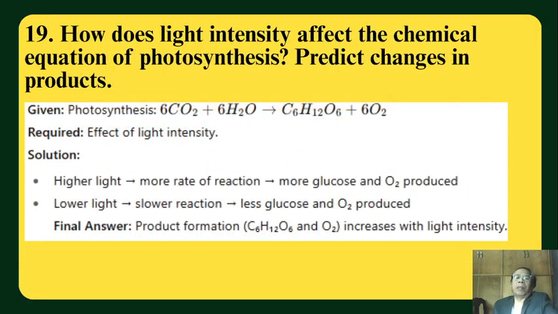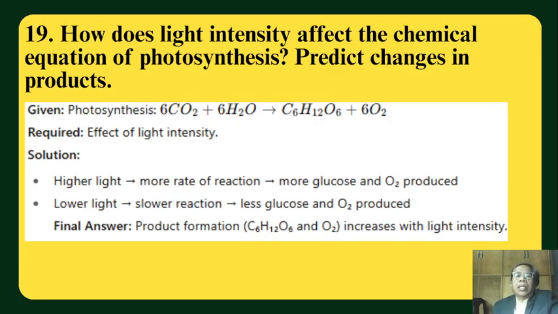Practice problem number 19. How does light intensity affect the chemical equation of photosynthesis? Predict changes in products. So we're given 6 moles of carbon dioxide reacted with 6 moles of water to produce 1 mole of C6H12O6 and 6 moles of oxygen. Required: the effect of light intensity.